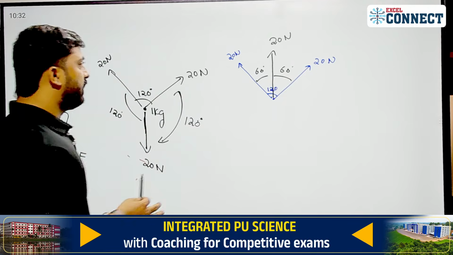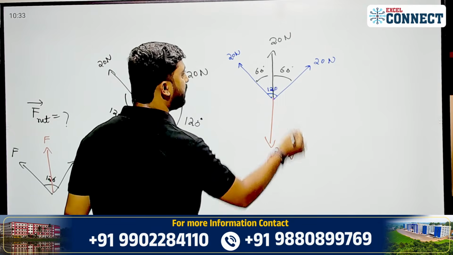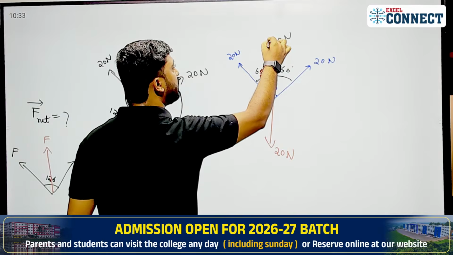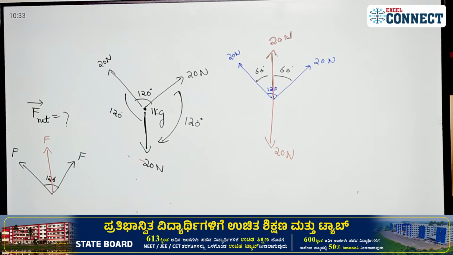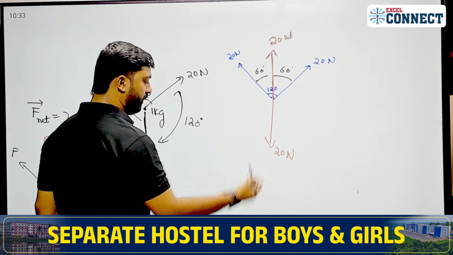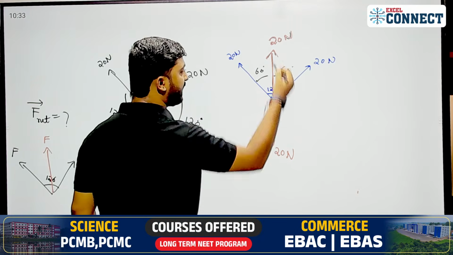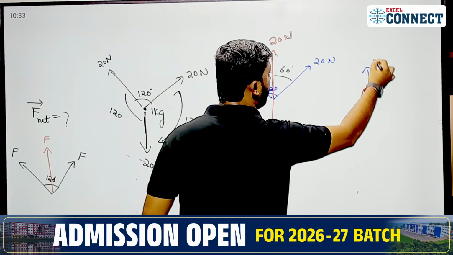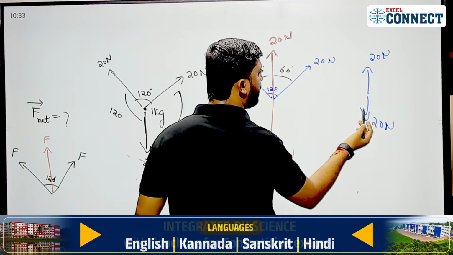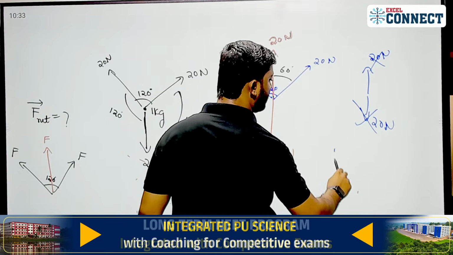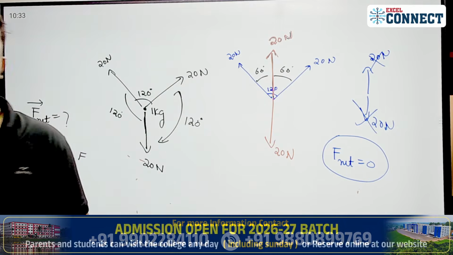Now, which is the downward force? Downward force is 20 Newton, and the upward force, it is 20 Newton. Okay, now upward force is 20 and downward force is 20. Both are equal. Both the forces are equal, but direction is opposite. So one force is in upward direction, another force is in downward direction. So both the forces are equal and opposite, they get cancelled each other. So what is the net force? Net force is 0. Okay, is it clear?